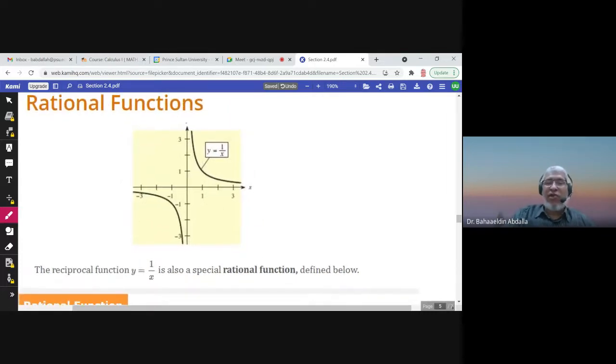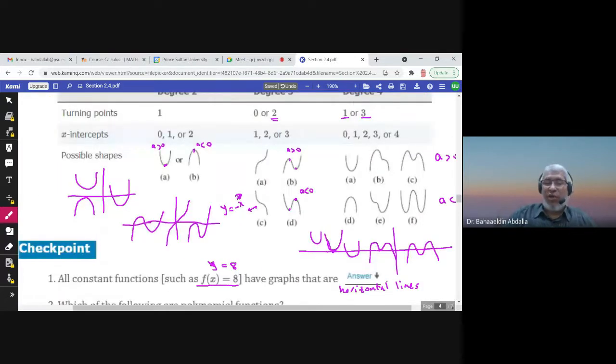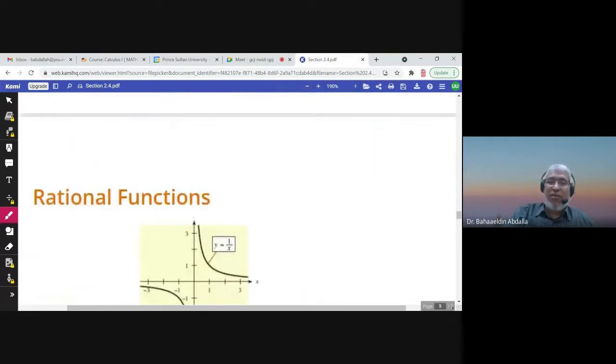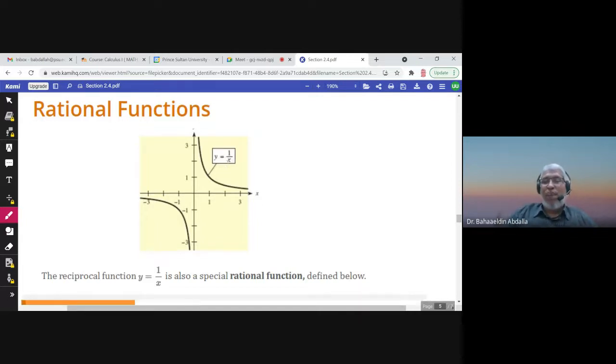And for rational functions, the domain is not all real numbers. The domain of all polynomials is real numbers. See here, the domain for any polynomial is always the set of all real numbers. But for rational functions, we cannot allow the denominator to be 0 because it's a math error. So here the domain of this function would be all real numbers except 0.